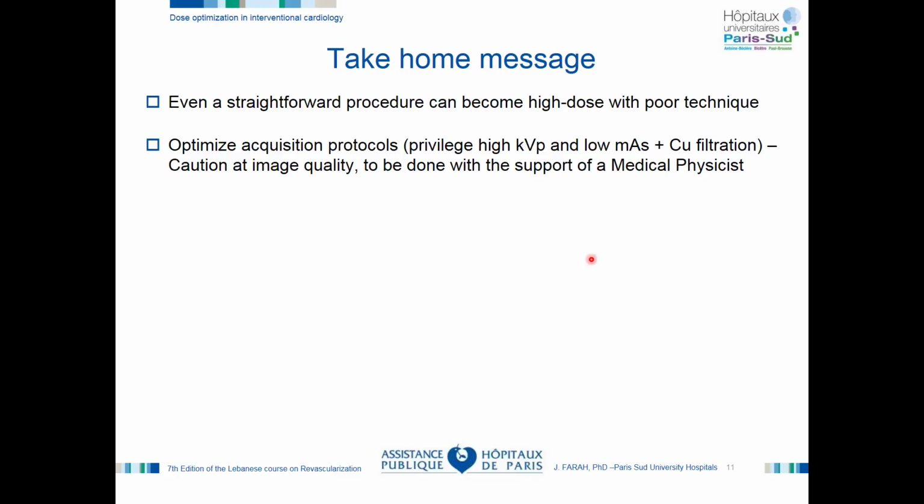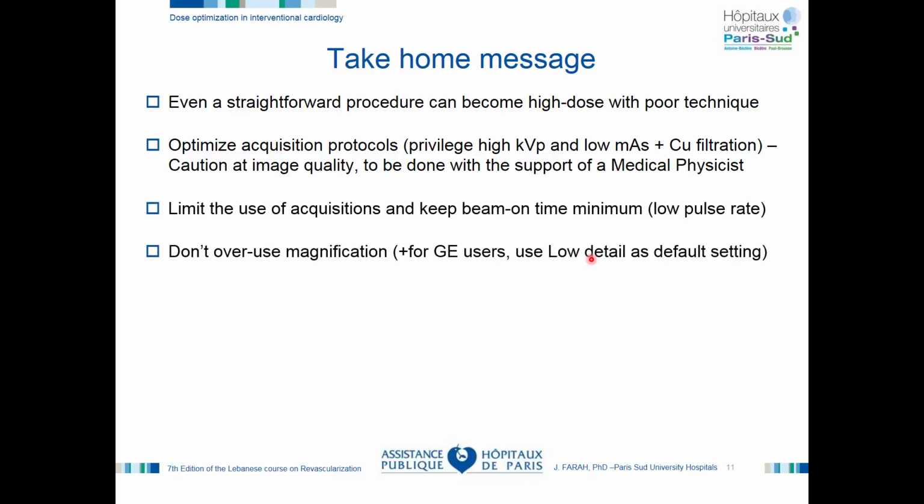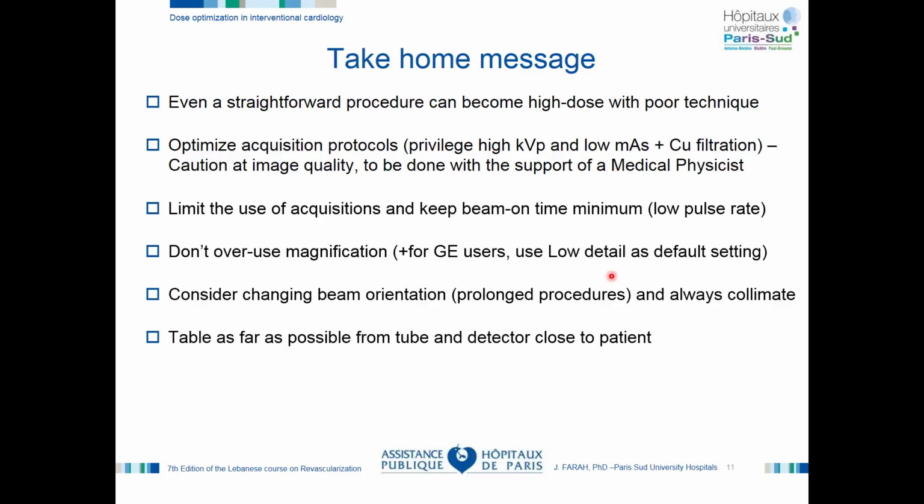Consider changing the beam orientation. The recommendation that we give is a change of at least 10 degrees, so that you don't have a huge overlap. And then put the table as far as possible from the tube and the detector close to the patient. Work at the focal distance, or without the anti-scattering grid if you are in pediatrics, or if you can really not put the detector close.